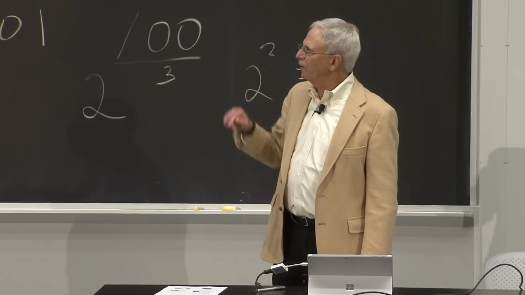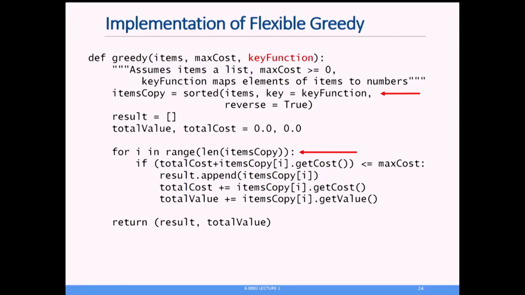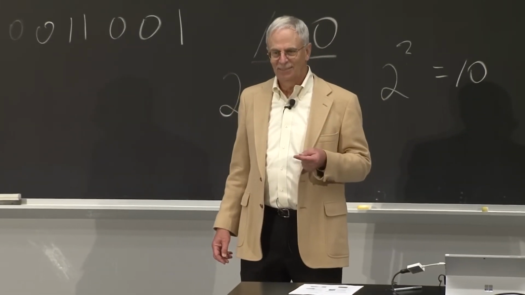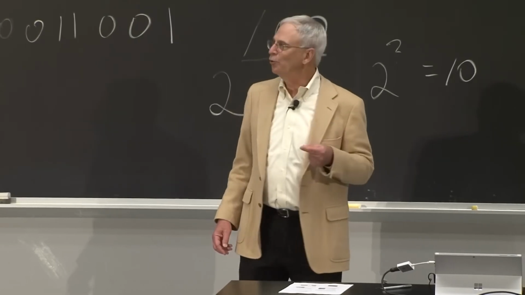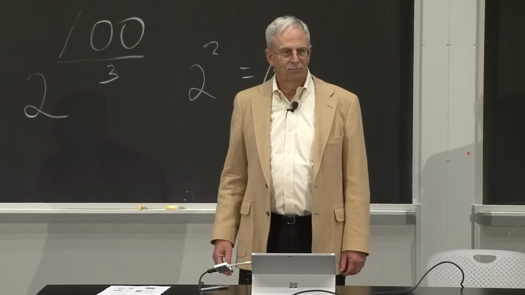So I'm going to come in, I'm going to sort it from best to worst. And then for i in range len of items sub copy, I'm being good. I've copied it. That's why I use sorted rather than sort. I don't want to have a side effect in the parameter. In general, it's not good hygiene to do that. And so I'll go through it in order from best to worst. And if the value is less than the maximum cost, if putting it in would keep me under the cost or not over the cost, I put it in. And I just do that until I can't put anything else in.